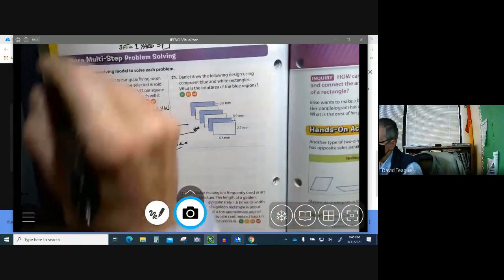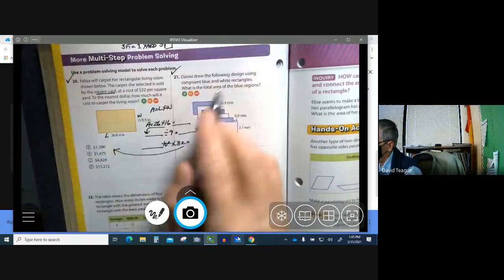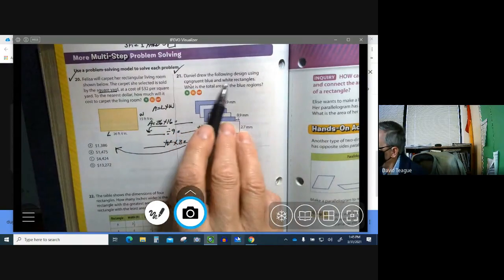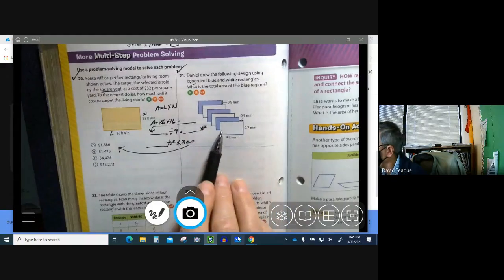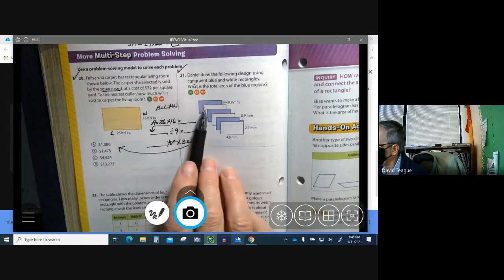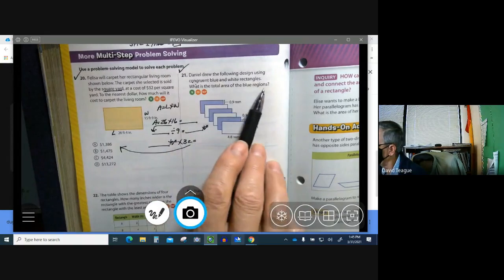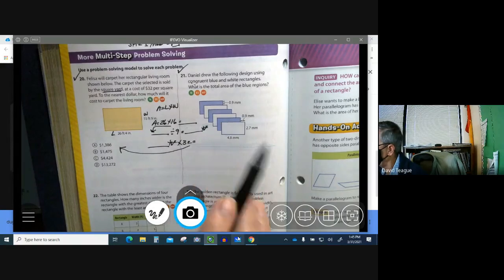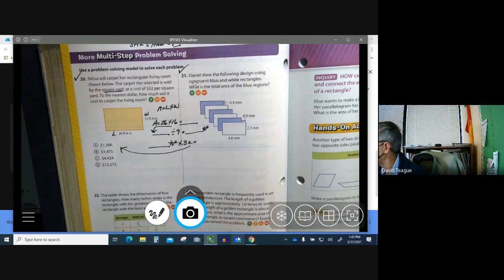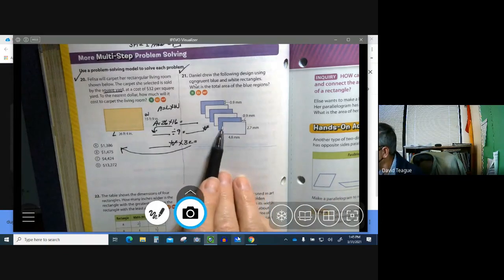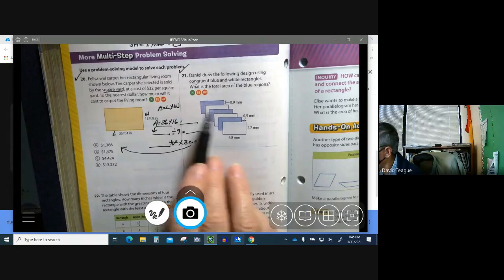Okay, that's 20. 21. Daniel drew the following design using congruent blue and white rectangles. So that means they're telling you that this rectangle is exactly the same as the blue triangle. Okay, what is the total area of the blue regions? So if you notice, the white square is put on top of your blue square, right? It's hiding it. What they want to know is what this area is plus this area plus this area.